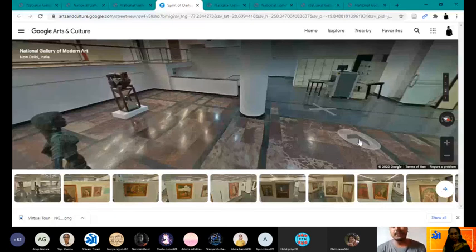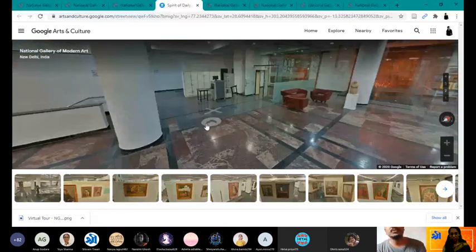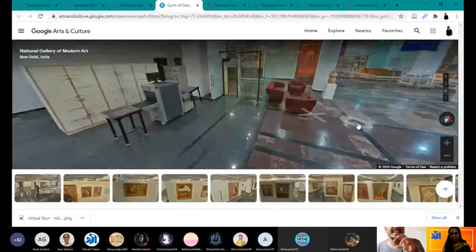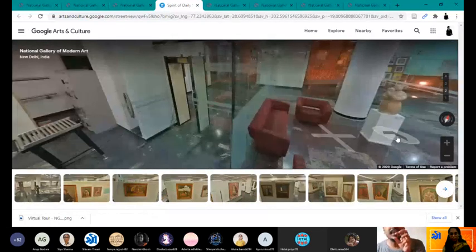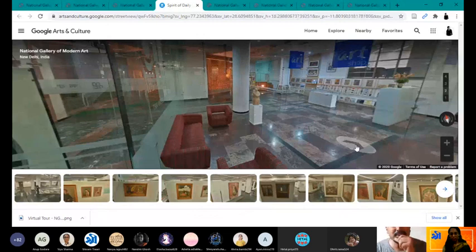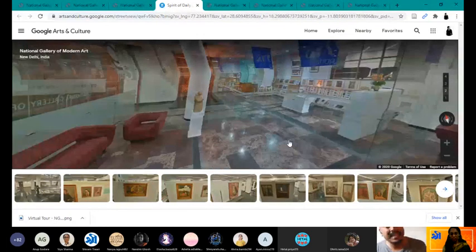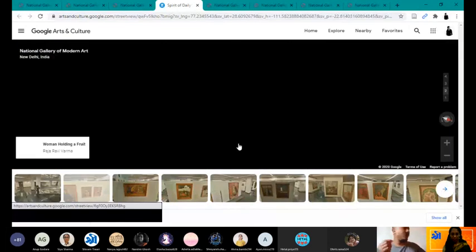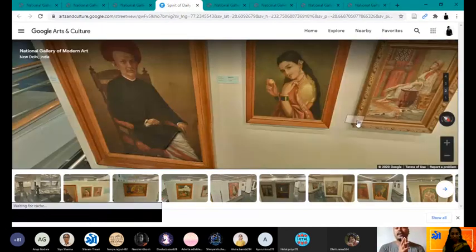There are 4 floors, and each painting you can focus in. Please just focus on one painting or one sculpture, and there is a sitting area also. So if you are a little bit tired with your parents, you can sit and have a kind of gossip, and then you can move again. Each thing you can see and experience properly through your virtual links. These are paintings by Raja Ravi Verma, by the way.